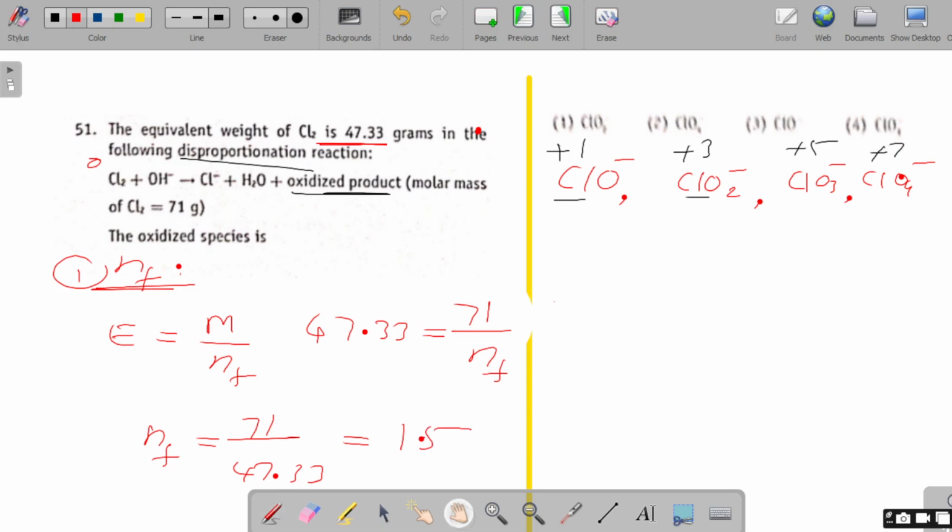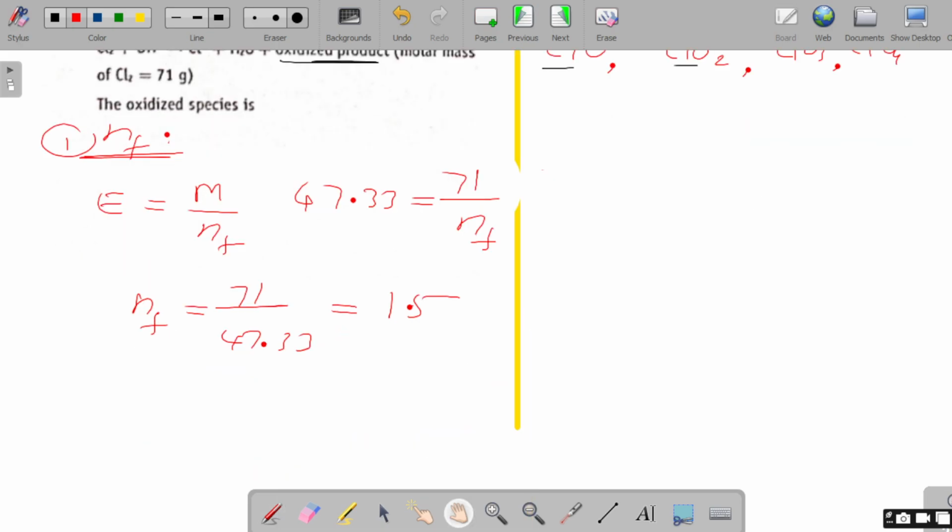How you can find this: take it as 75 and 50, so 75 by 50 becomes 3/2. 3/2 you can call it 1.5 or 3/2.